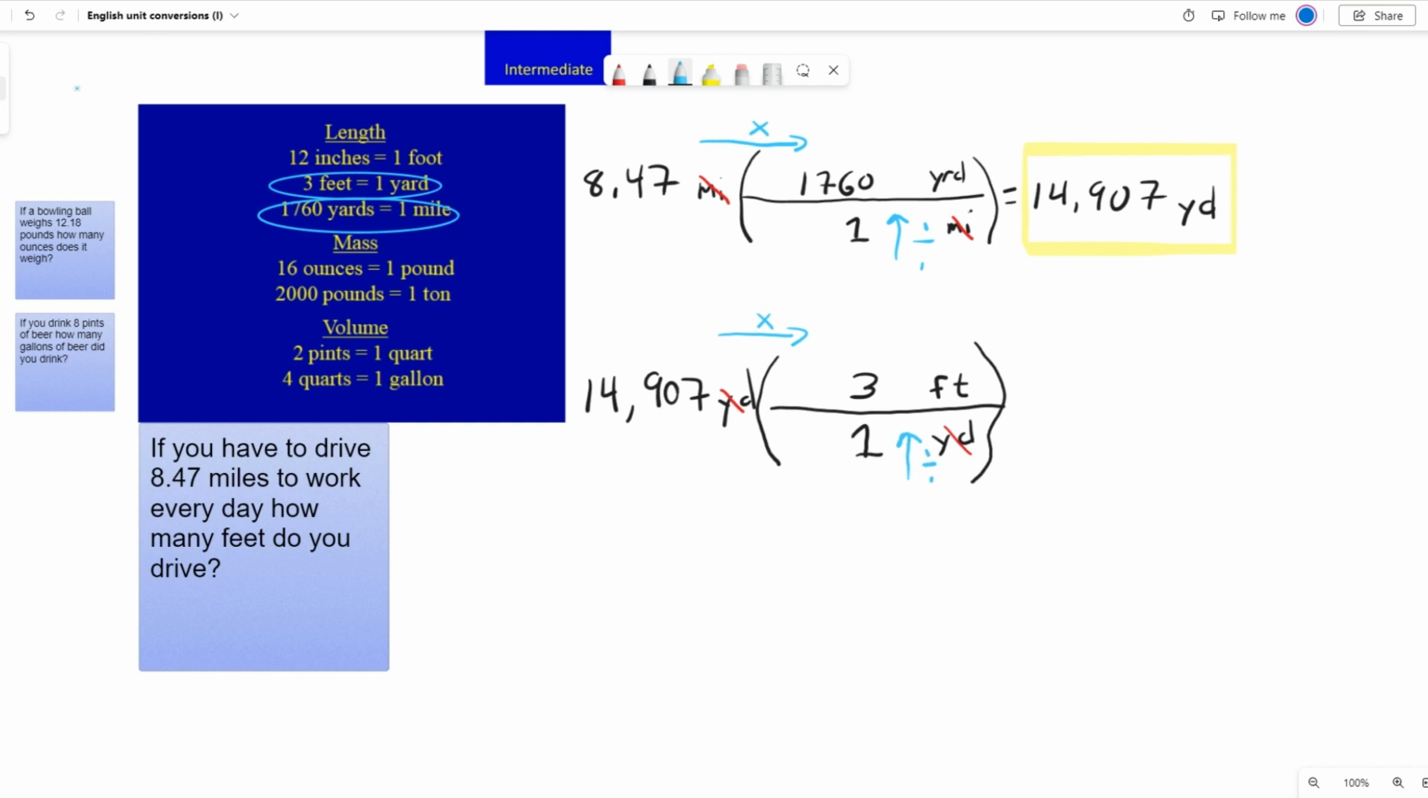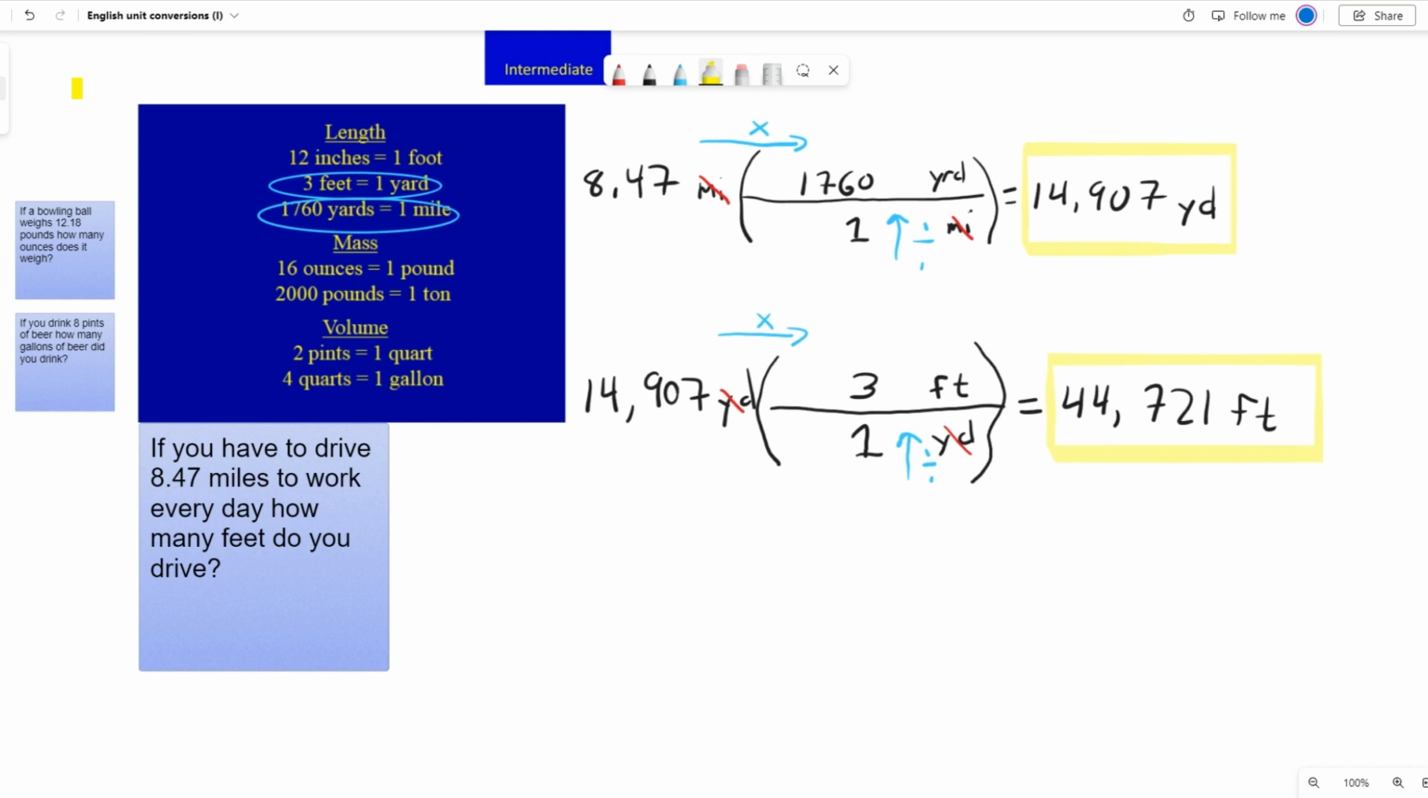So 14,907 multiplied by 3 gives us 44,721. And then that divided by 1 just stays at 44,721. And that is now in feet. So if we have 8.47 miles and we want to convert it into feet, this is how you would break it down into two relatively simple factor label problems using the English conversions that we have on the chart.